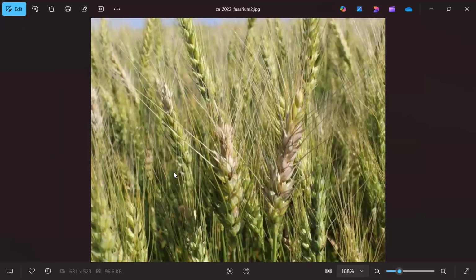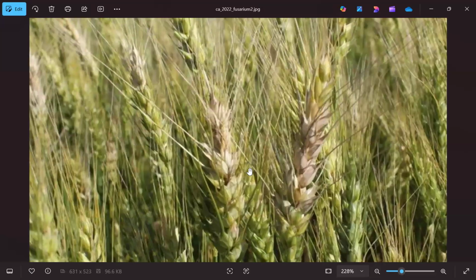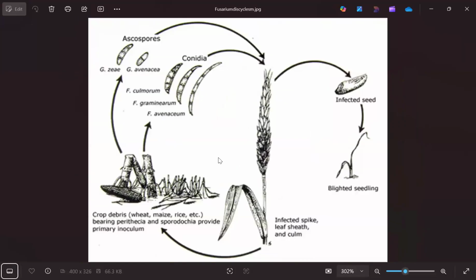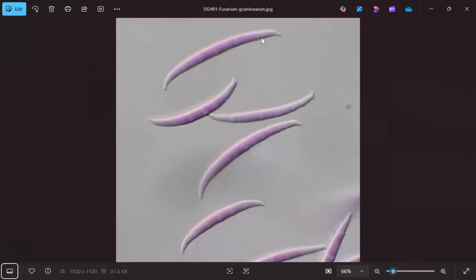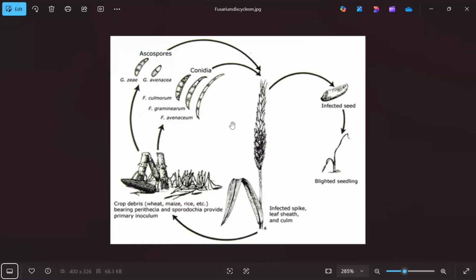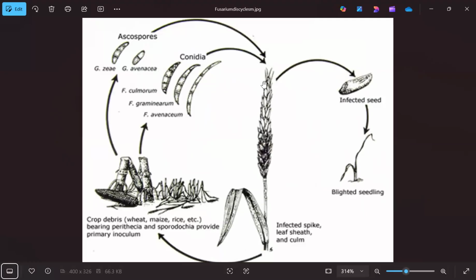Here's another example of seeing this ear blight. And here is the conidia shape. Remember I said that this is what it looks like underneath the microscope. So here's another life cycle. Let's assume that you have the ear blight and the seed's infected, and then further growth of the seedling is blighted or stunted. So you're not going to get a crop.